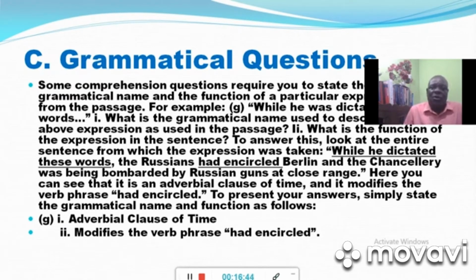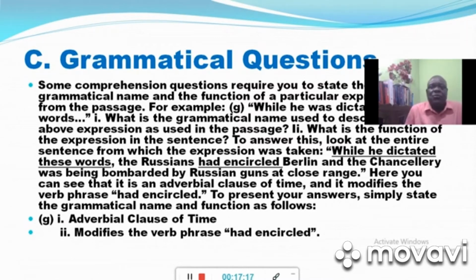Now, we know already that since we have identified the expression as an adverbial clause of time, an adverb or an adverbial phrase or an adverbial clause usually modifies a verb. So now we have to look for the verb in the main clause, and what we find is had encircled. Had encircled in itself is a verb phrase. Encircled is the main verb.